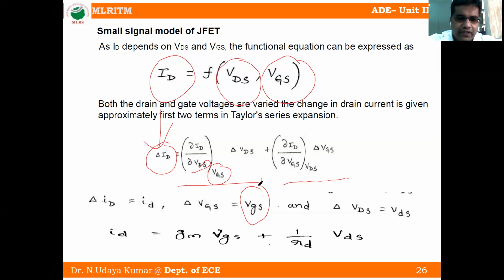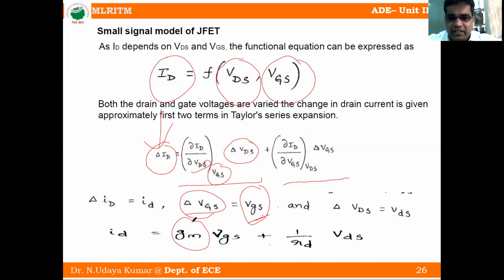So we know that we have to substitute here. The change in ID is equal to small ID, the drain current, and the change in VGS, delta VGS, can be written as small VGS. So here GM means transconductance, that is dou ID by dou VDS is called transconductance, denoted by GM. GM is nothing but transconductance. The unit of transconductance is mho.